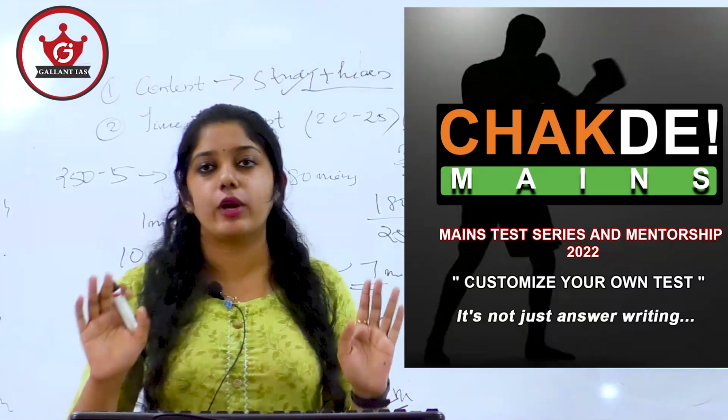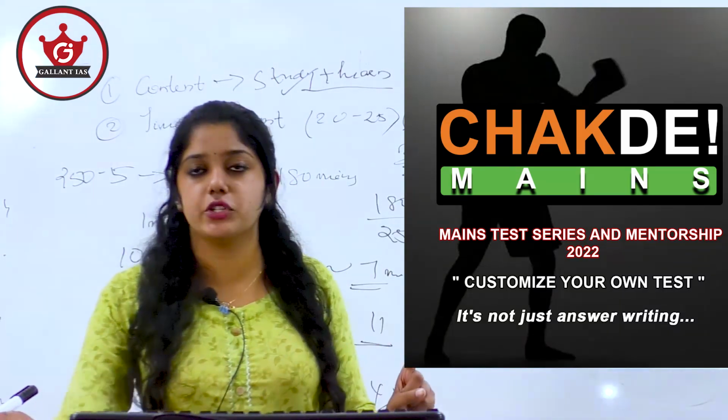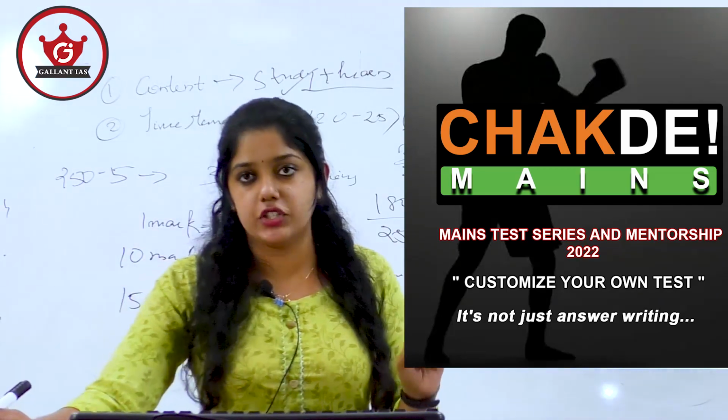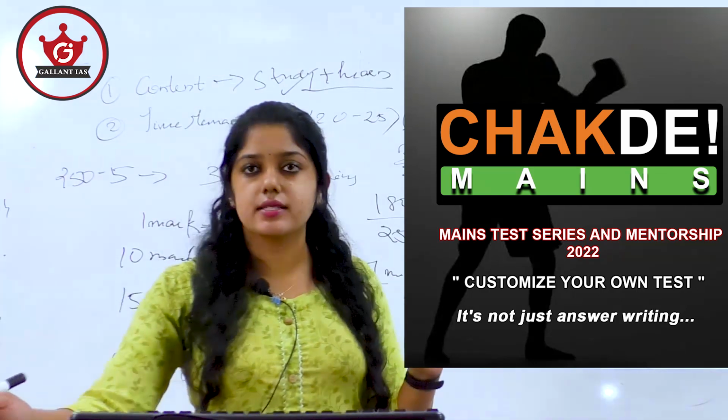So the thing is, you have to attempt 20 questions. That should be your primary agenda. You have to attempt 20 questions and make sure that all your answers are above average. You don't have to write extraordinary answers.